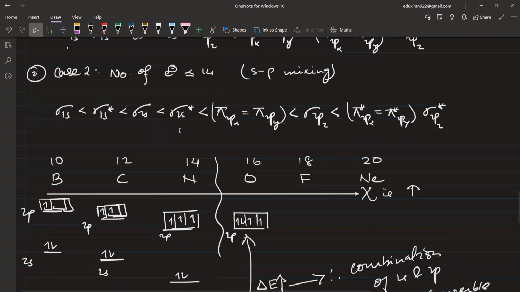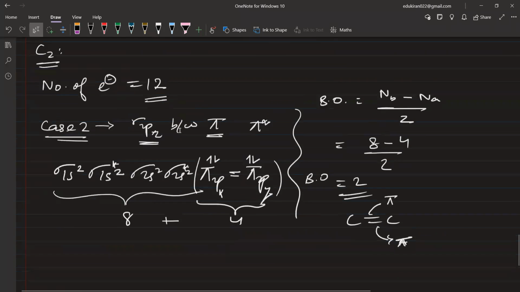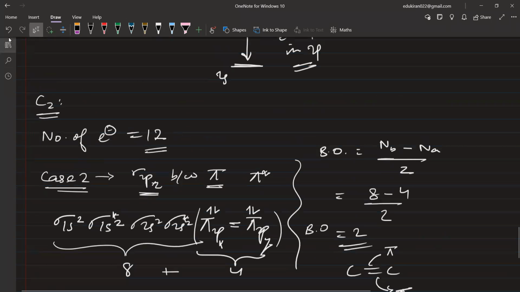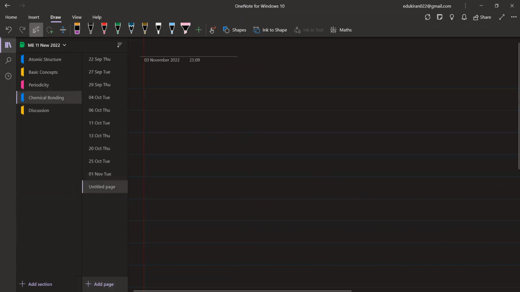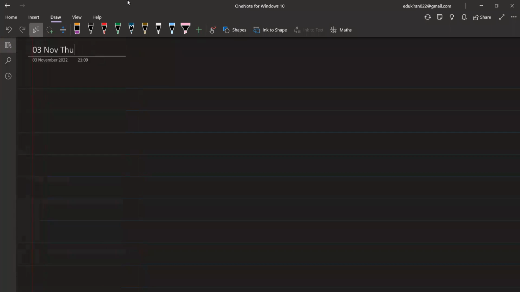Now we have done carbon, right? But before carbon, we did not do boron, I guess. So first of all, we'll do boron, and then again we are going to do carbon. Check here. Now, the MO diagram, or MOD, of B2.